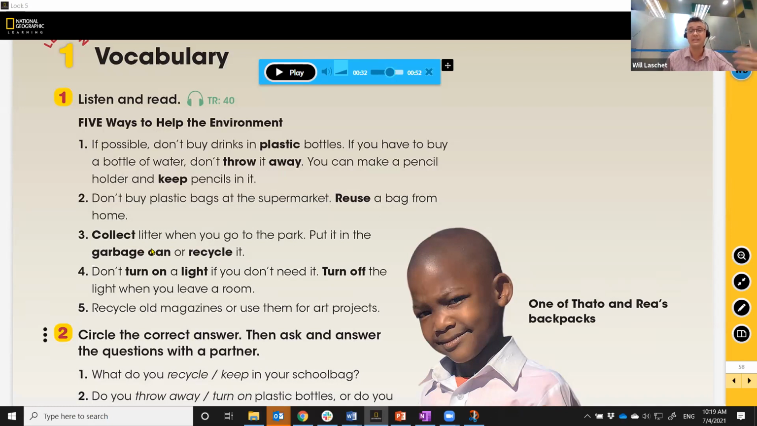In American English, it's garbage or trash. Okay, so litter is things that shouldn't be there on the ground, like this plastic bottle. So we're going to collect it, okay? So collect means to put all together, and then put it into the garbage can.